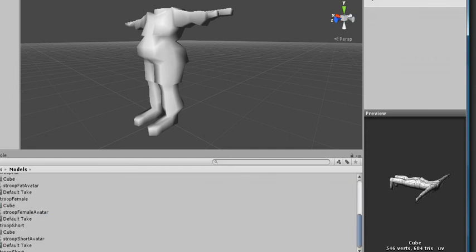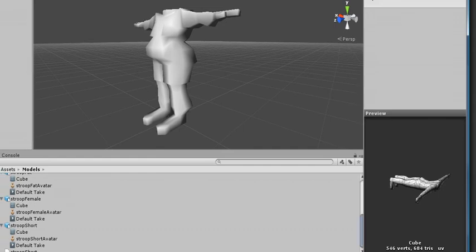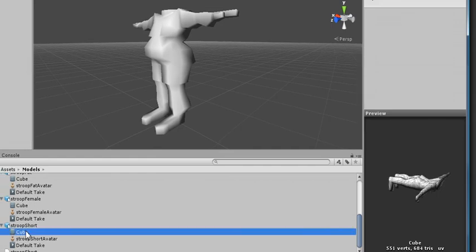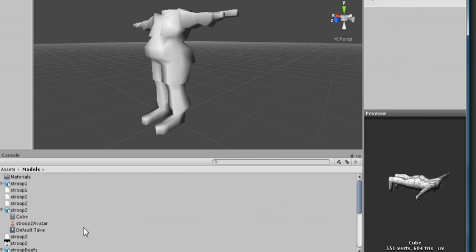The worst part is that the UV map doesn't guarantee that you'll always get the same number. So here's another one with UV mapping, 551. So that's the problem. I don't know what it is or how to fix it, but that is the source of our issues.